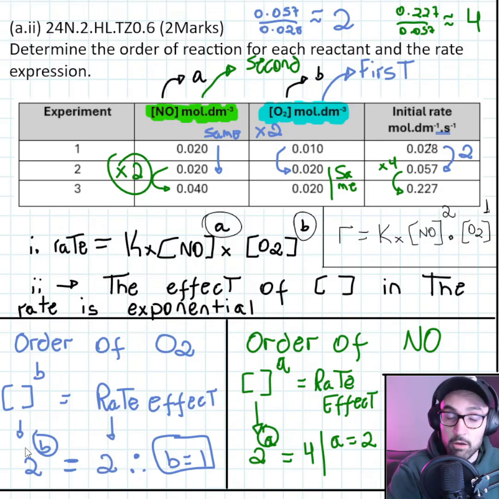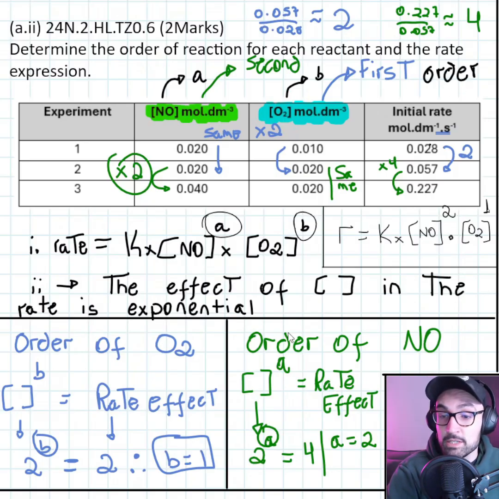Then you should ask yourself, 2 to the power of B is equal to 2, B being the order of oxygen. Well, 2 to the power of 1 is equal to 2. Therefore, B is equal to 1, and we can safely say that O2 is a first order reactant.